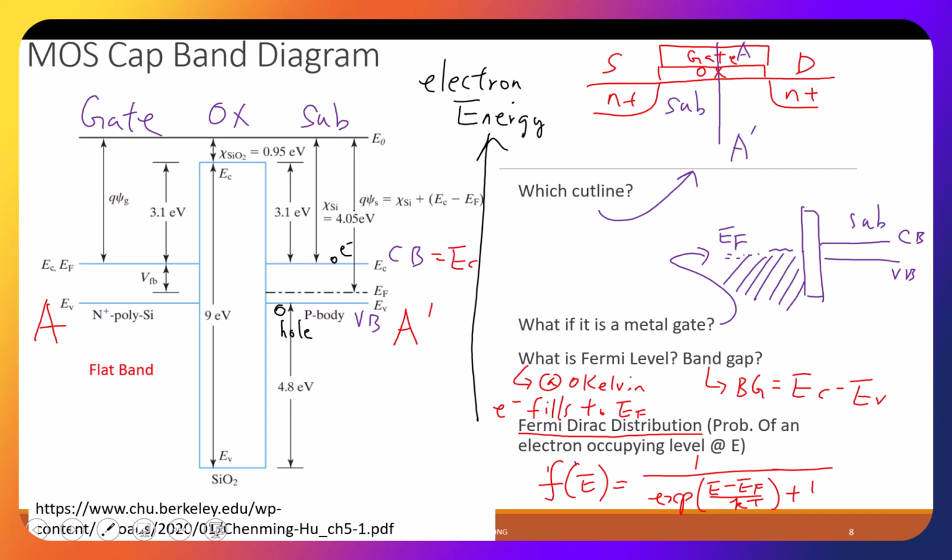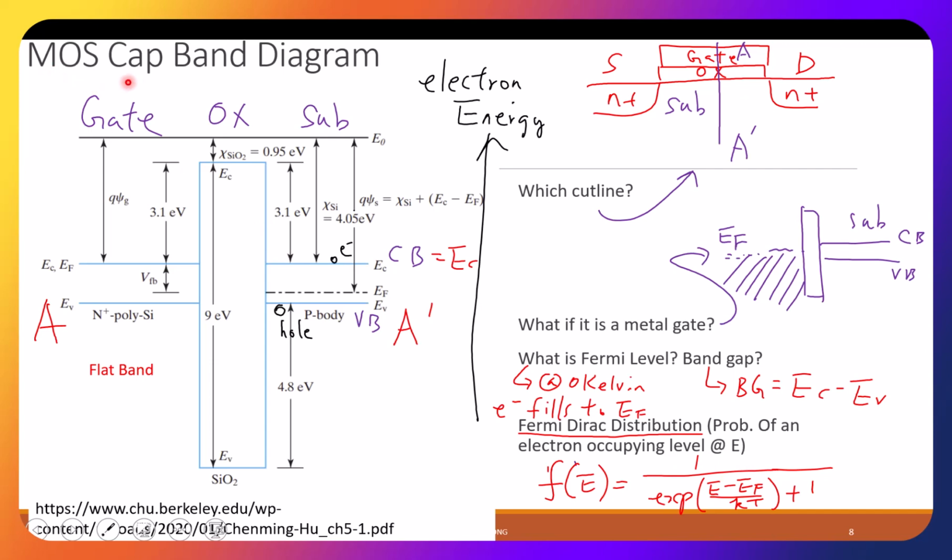Very small. So almost zero. You almost have no chance to find an electron to have this energy for this Fermi level. Right? So I want you to have this order of magnitude estimation skill. Think about this, okay? Now, this tells us the probability.